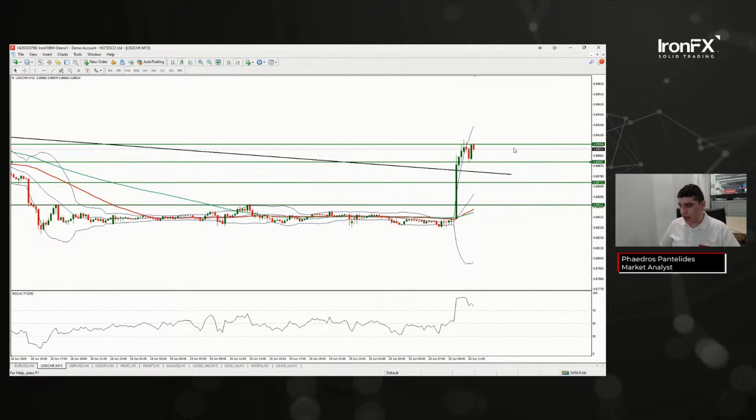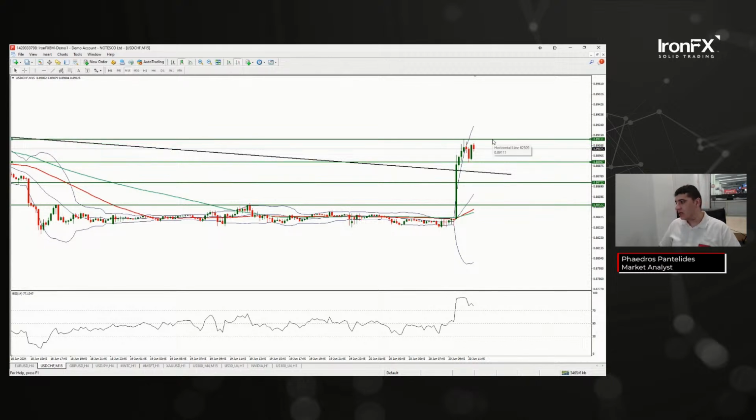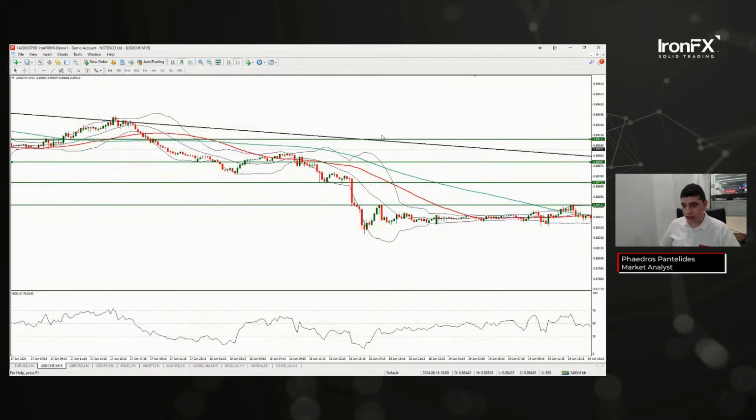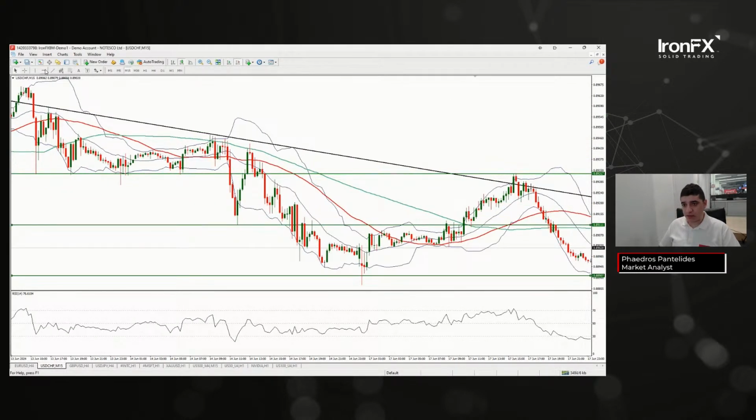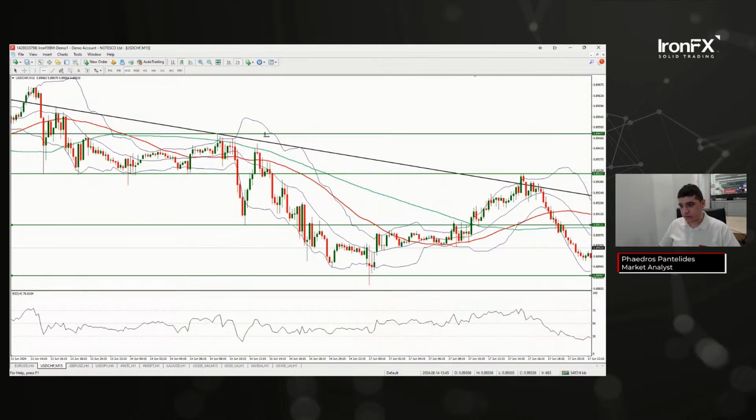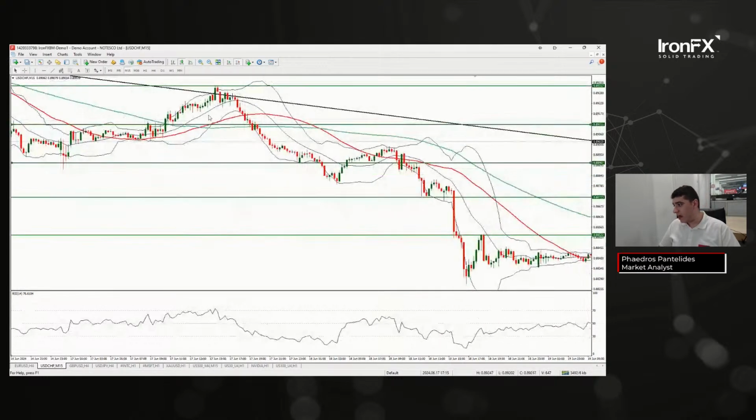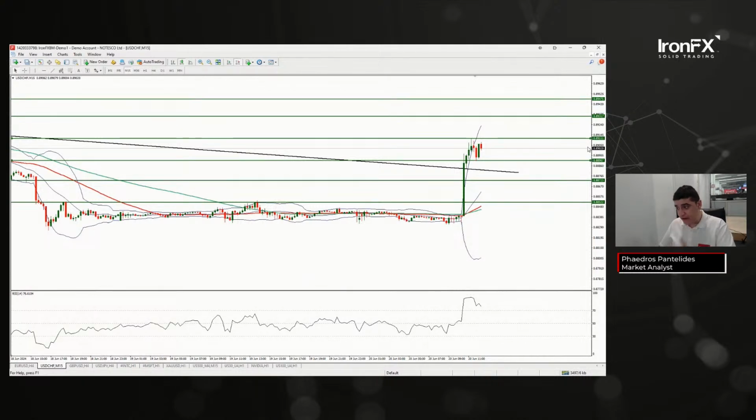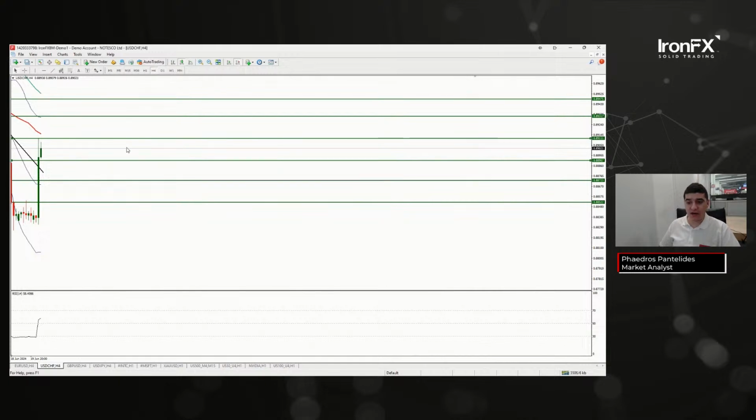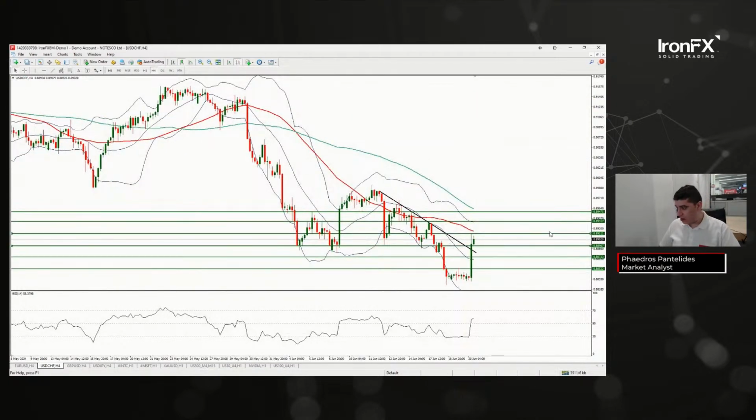For resistance, that would be my R1, actually a bit higher, taking this wick here, 0.89111. That would be my R1. R2 would be placed at 0.89317, and then R3, even higher than that, would be placed at 0.89475. So those would be my support and resistance levels if I was using a 15-minute time frame chart. But as we said, we are looking from a 4-hour perspective.